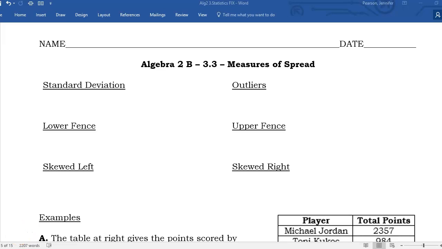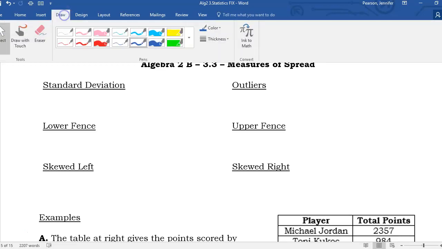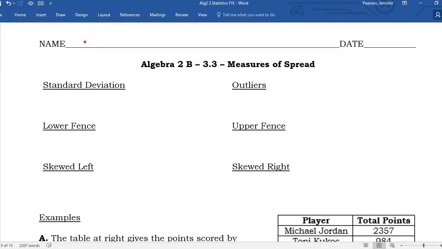This is Algebra 2B, Statistics Lesson 3, Measures of Spread. So first of all, we're going to start with standard deviation. Standard deviation measures the average distance from the mean.